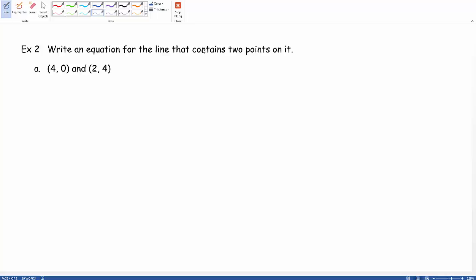Here we are at our example 2a from our 2.4 number 1 set of notes. We're asked to write an equation for the line that contains 2 points on it. In just looking at this, we're trying to create the equation of the line, and it has to pass through these 2 points. An equation of the line, we know from our previous set of notes, is y equals mx plus b.